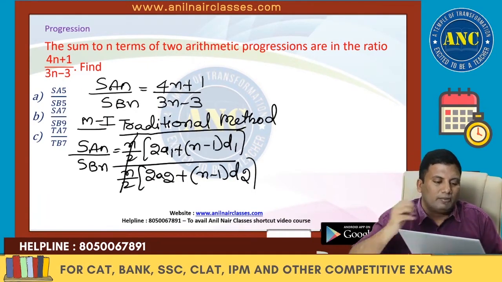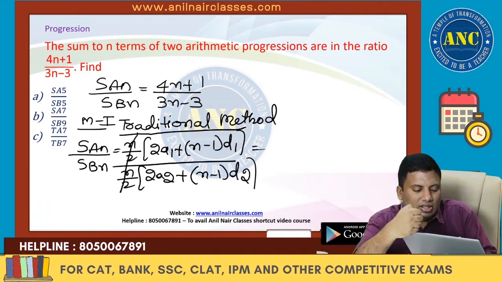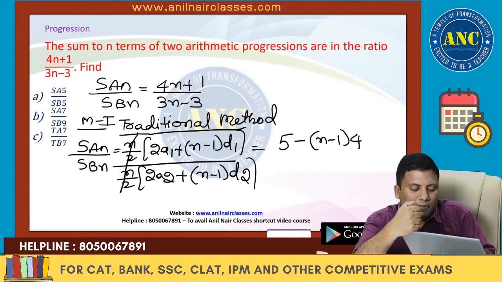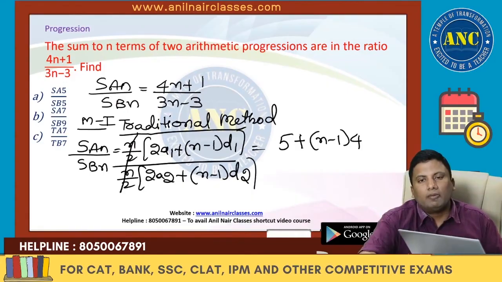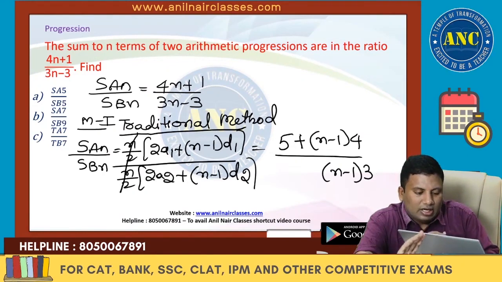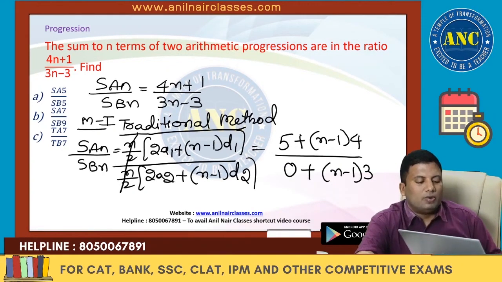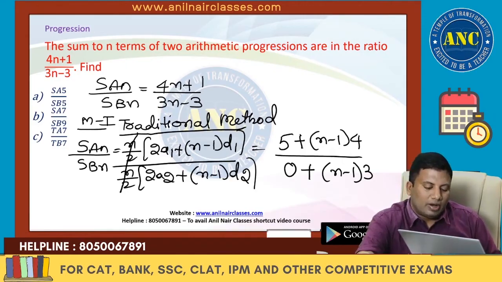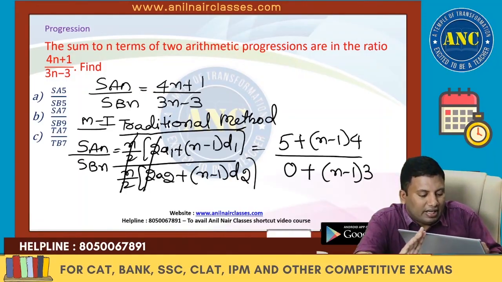n by 2 cancels. This is nothing but (n minus 1) into 4, 5 plus (n minus 1) into 4, because n into 4 is 4n, and 5 minus 4 is plus 1. Similarly, it is (n minus 1) into 3, which gives 3n minus 3. This is nothing but 0 plus. I hope the idea is clear. If I take 2 common, it is like this.